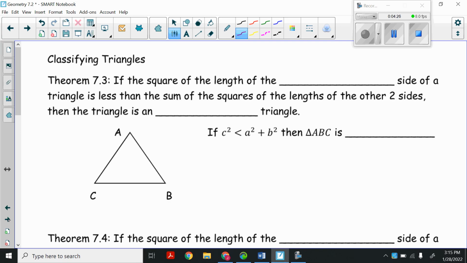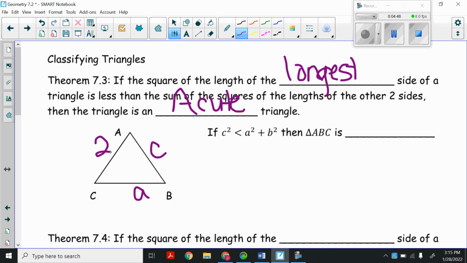Theorem 7.3 tells me if the square of the length of the longest side of a triangle is less than the sum of the squares of the lengths of the other two sides, then the triangle is an acute triangle. So if c squared is less than a squared plus b squared, then ABC is an acute triangle.